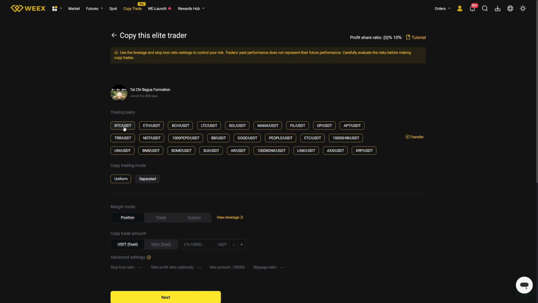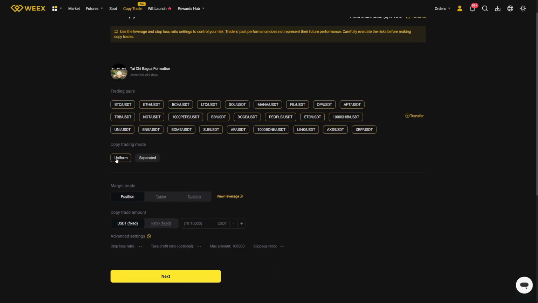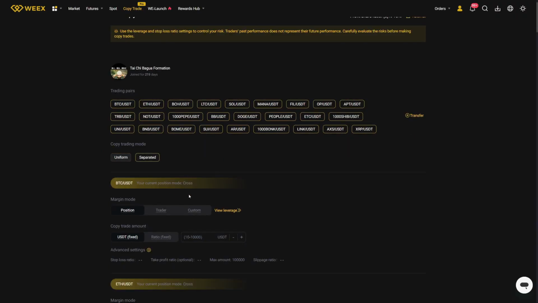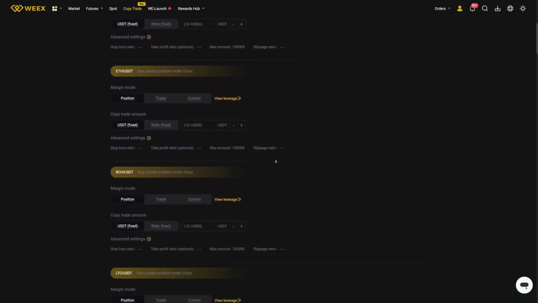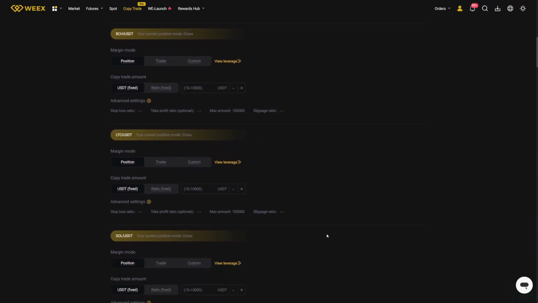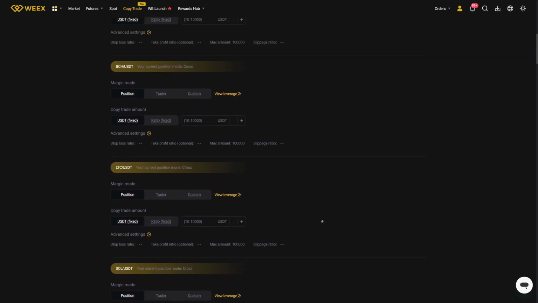Now we have a uniform and separated mode. Separated is a lot more complicated in this section. You can add different settings for each coin. This is much more work and much more advanced and takes a lot of time. In this video, I will use the uniform option because that is a lot easier and it will use the same settings for every single coin.